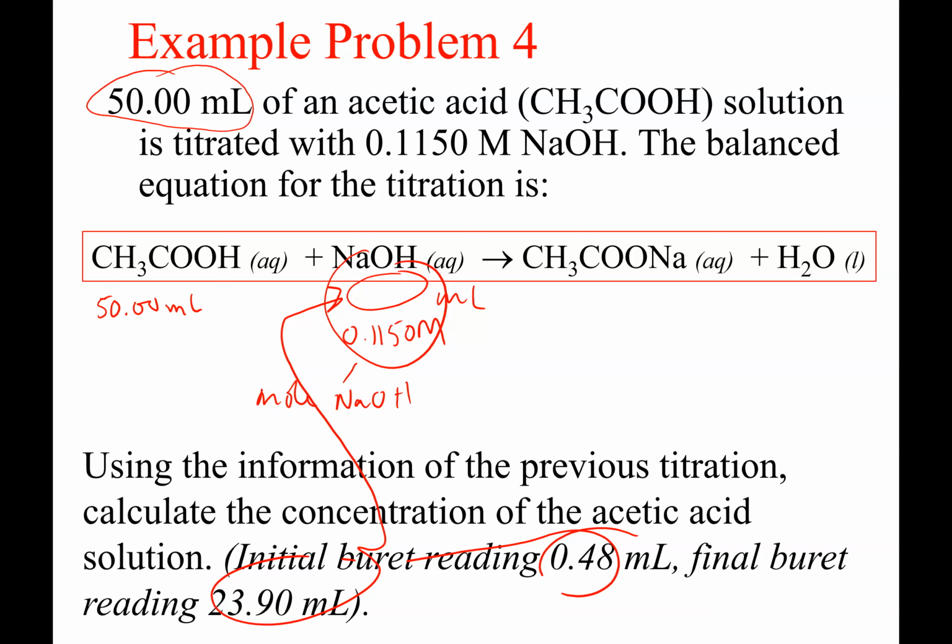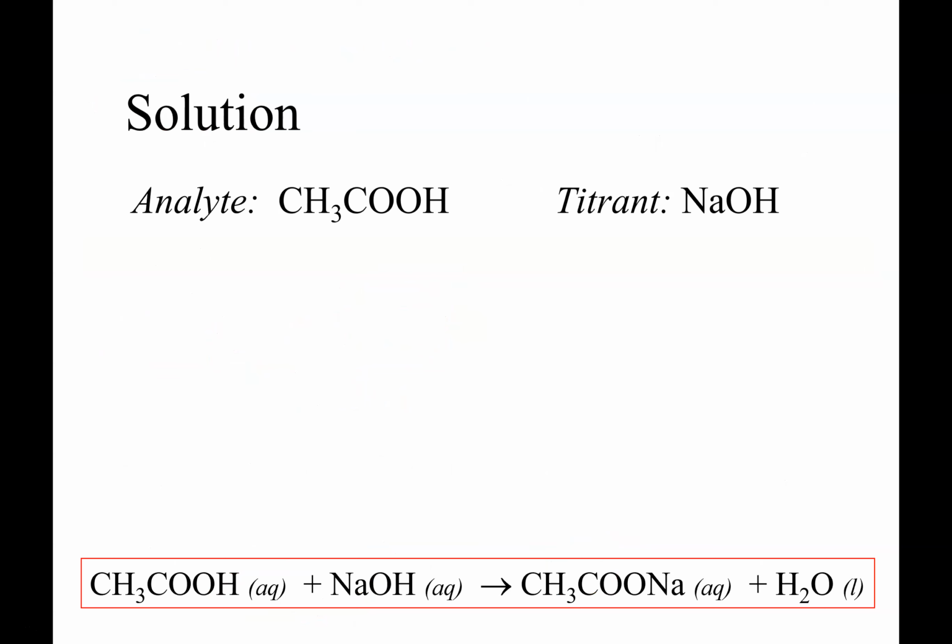And from there, oh yeah, what was the question? It says using the information, find the molarity of my CH3COOH. If I get the moles of NaOH, I can use stoichiometry to get to the moles of CH3COOH. Yep. Moles, using stoich. And then we're kind of back to something we've done before. Once I have moles, and I know my aliquot volume was 50.00 milliliters, I can knock out molarity. That's it.